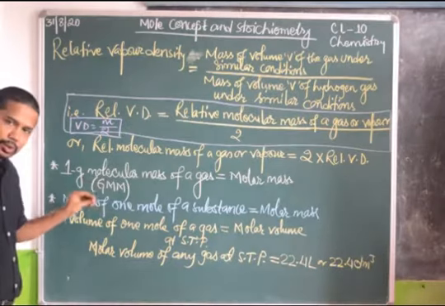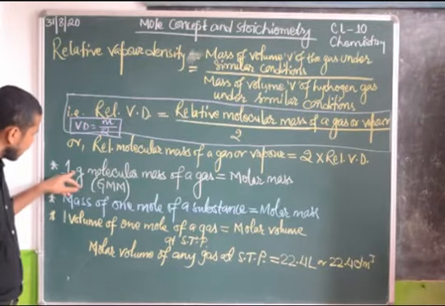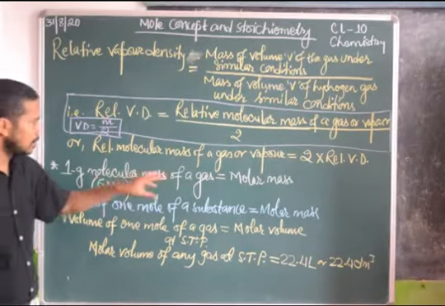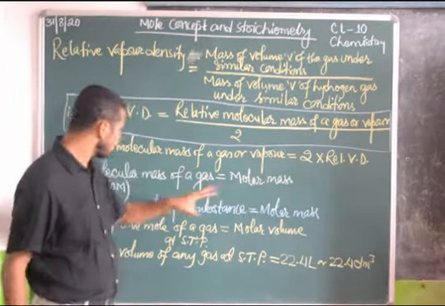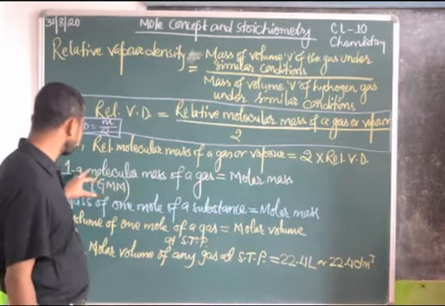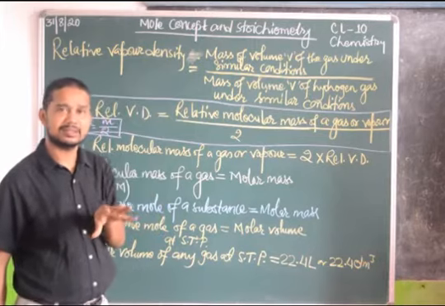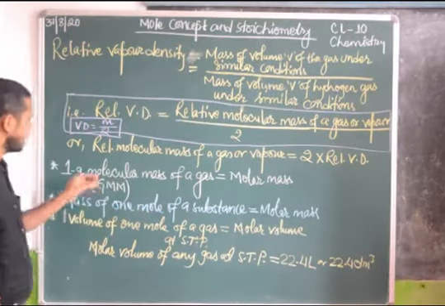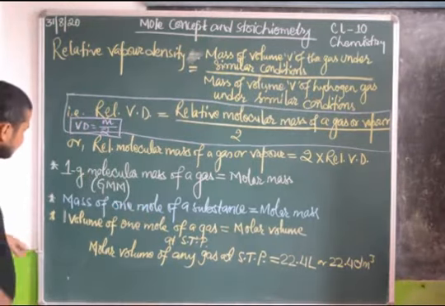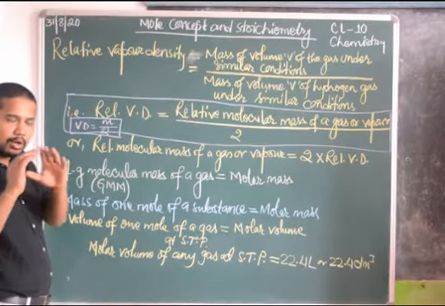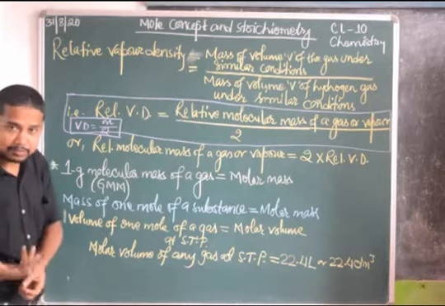You need to know this 1 gram molecular mass is same with this molar mass. Molar mass or gram molecular mass or 1 gram molecular mass means same thing. Okay? They have the same meaning. Then mass of 1 mole of substance is molar mass. Volume of 1 mole of substance is molar volume.